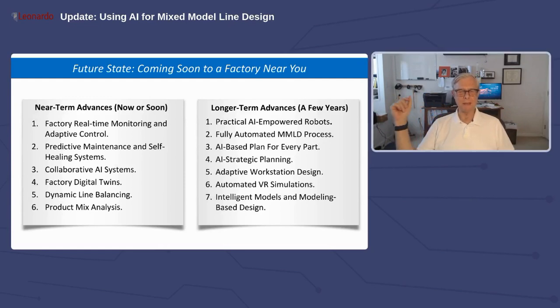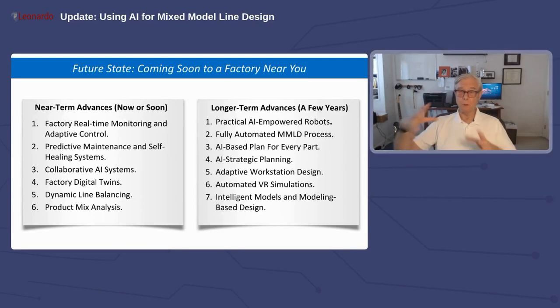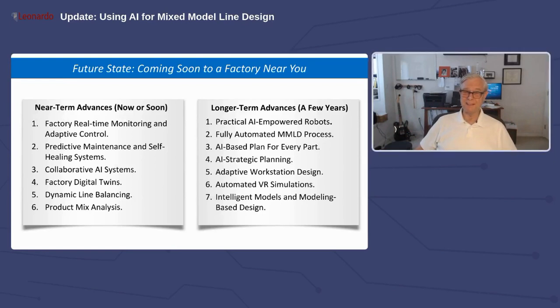Next one, AI-based plan for every part. Could AI manage your entire supply chain? In other words, could AI know all the parts that you're consuming, all the characteristics of each part, the plan for every part, plus all the vendors, plus have access to worldwide supplier information and supplier lead times, et cetera, and basically manage your entire supply chain, both within the factory floor and outside. So this is similar to the mixed model line design process, but for materials. Sure, I think that's going to happen.